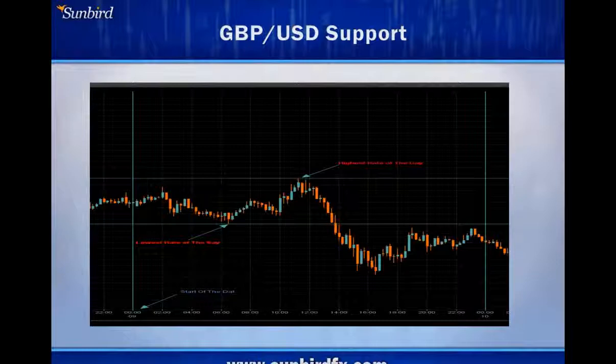If it breaks through resistance, I go long. If it breaks through support, I go short. What happened? It broke through support, I went short, I made profit, I'm closing my trade.